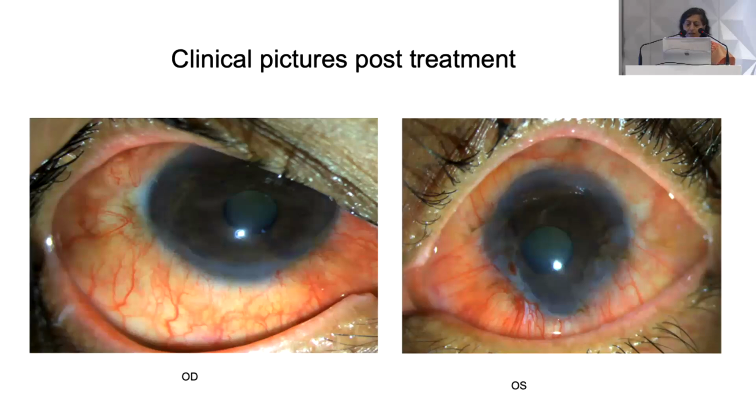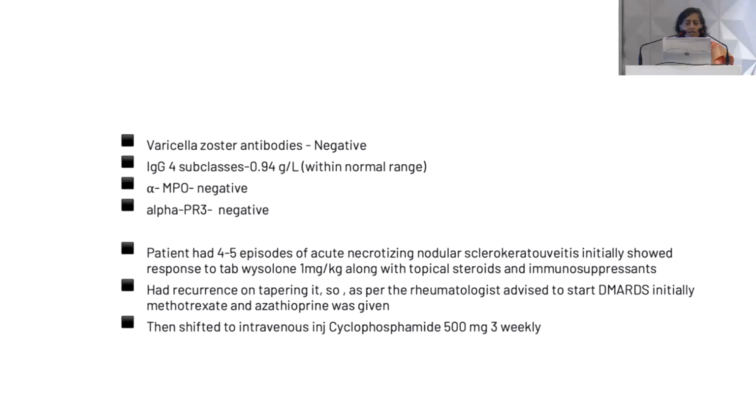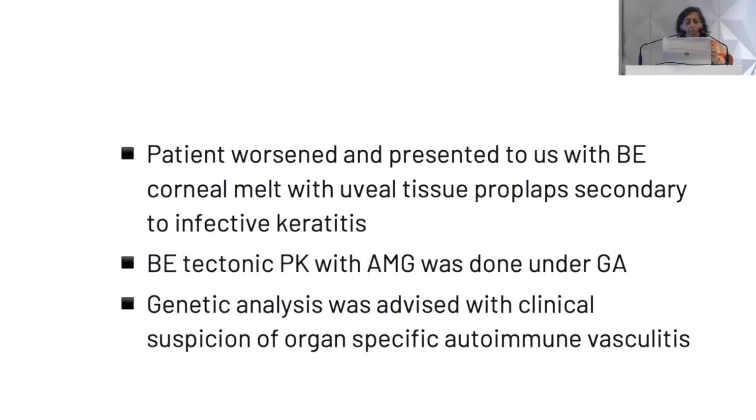So the clinical pictures post-treatment, this is how she did. And we also looked for varicella zoster, and to add in investigations, you have to also look for HCV, HIV, and HBs antigen in such cases, and all of that came negative. She had multiple episodes of acute necrotizing nodular keratouveitis recurrences. So then we shifted to the cyclophosphamide. This is what I was mentioning, that we shifted to intermittent cyclophosphamide pulse therapy. But she worsened again.